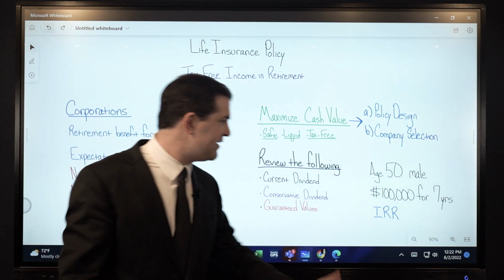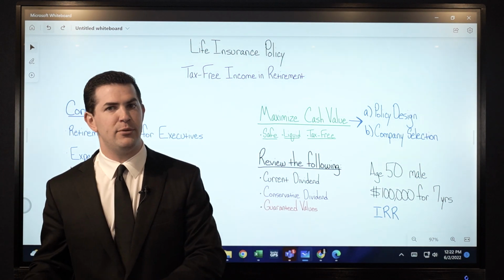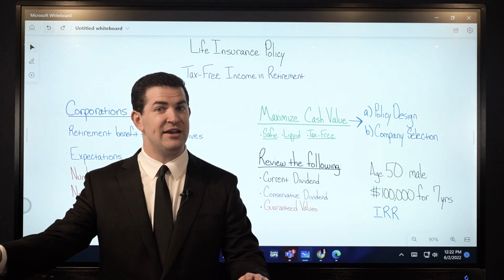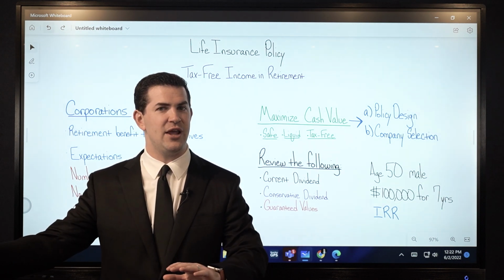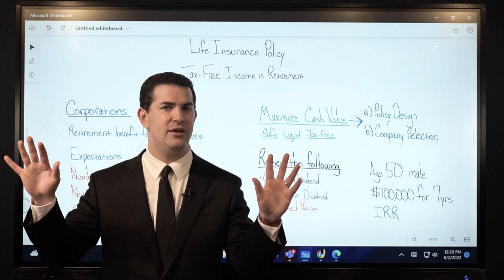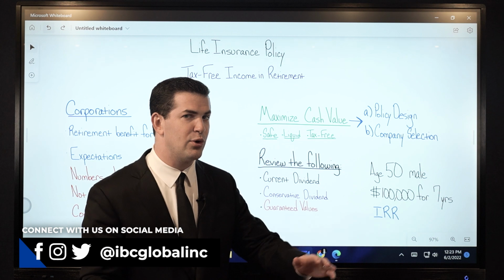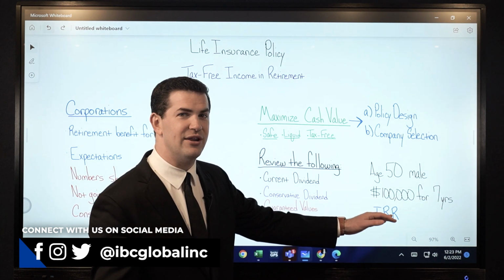So we're going to look at a 50-year-old male, and in this example, we're going to fund a policy at $100,000 per year, just like the last video. But if you've seen the last video, do you know how long we paid into that policy? For 10 years, a total of $1 million. In this video, we're going to fund the policy only for 7 years.